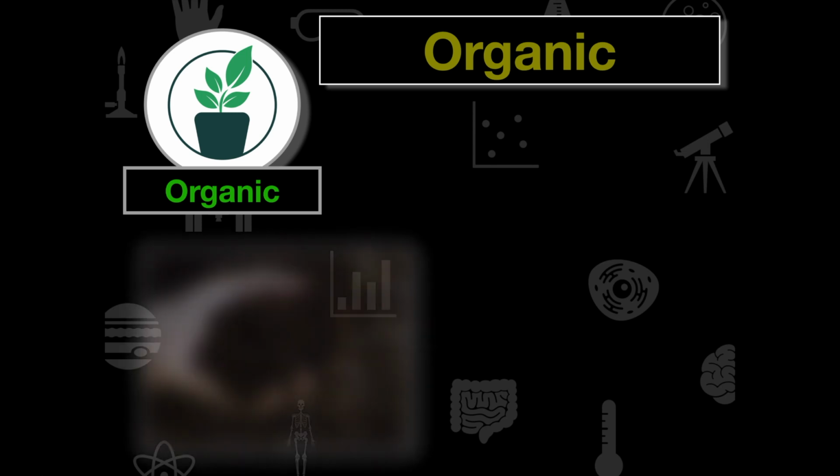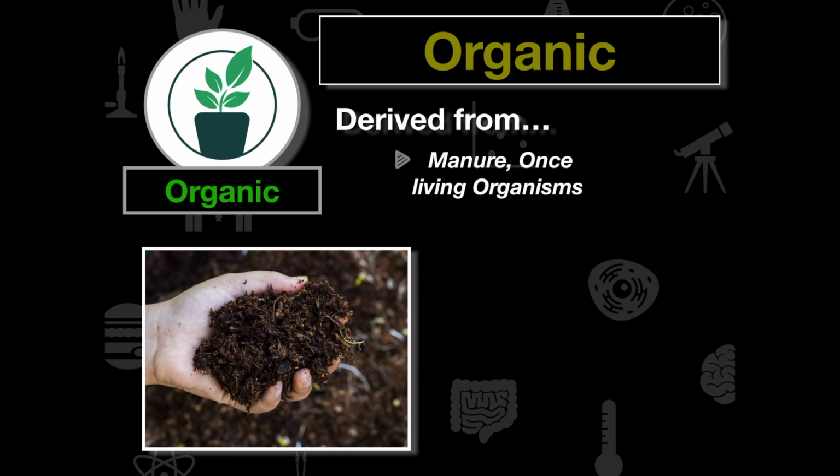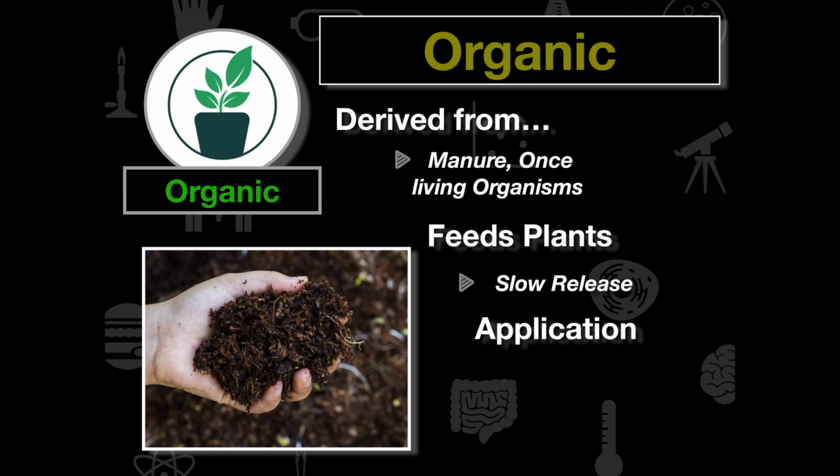Now, organic fertilizers are going to be things like manure, and they're coming from broken down animal or plant material. So they were once living organisms that are now decomposing and providing nutrients to that ecosystem. Now, they're going to feed plants slowly. So they're slowly releasing this nitrogen, this potassium, and this phosphorus. And as a result, the application of organic fertilizers can be much less. You have to put the organic fertilizer down much less often in order to get the plants to grow effectively.